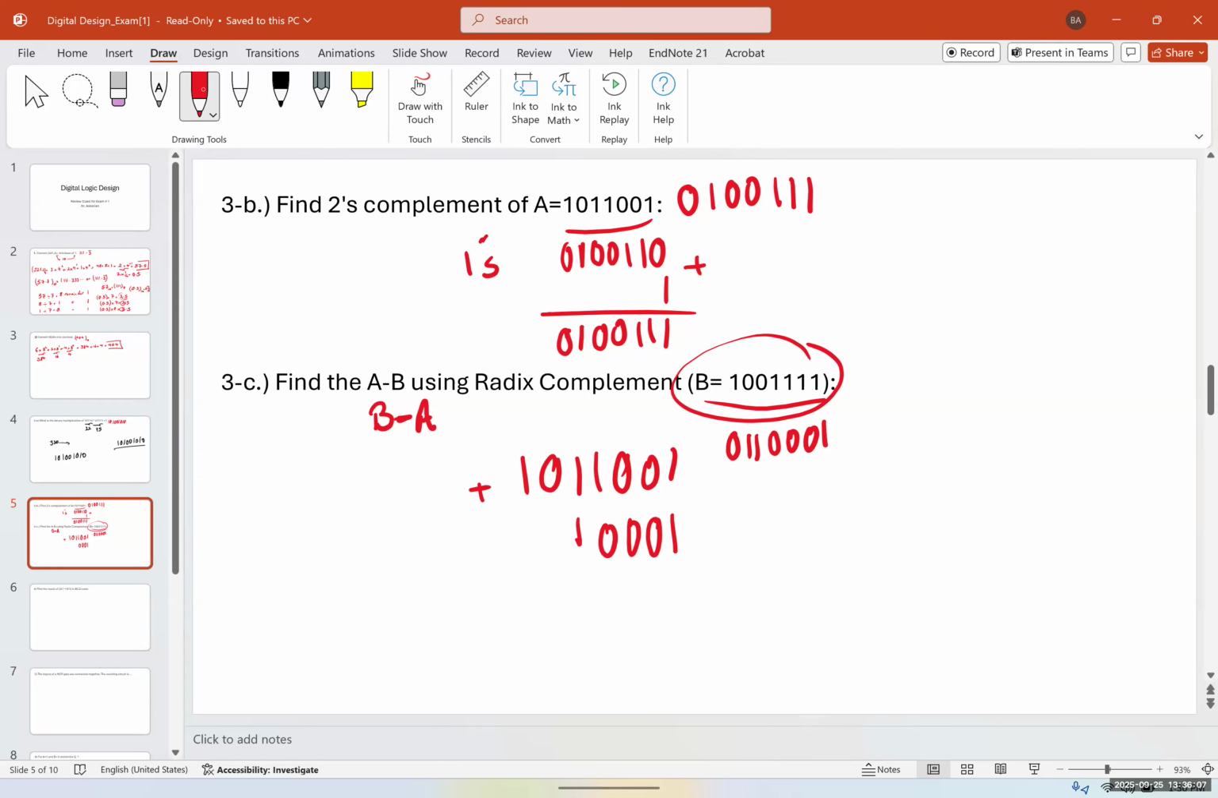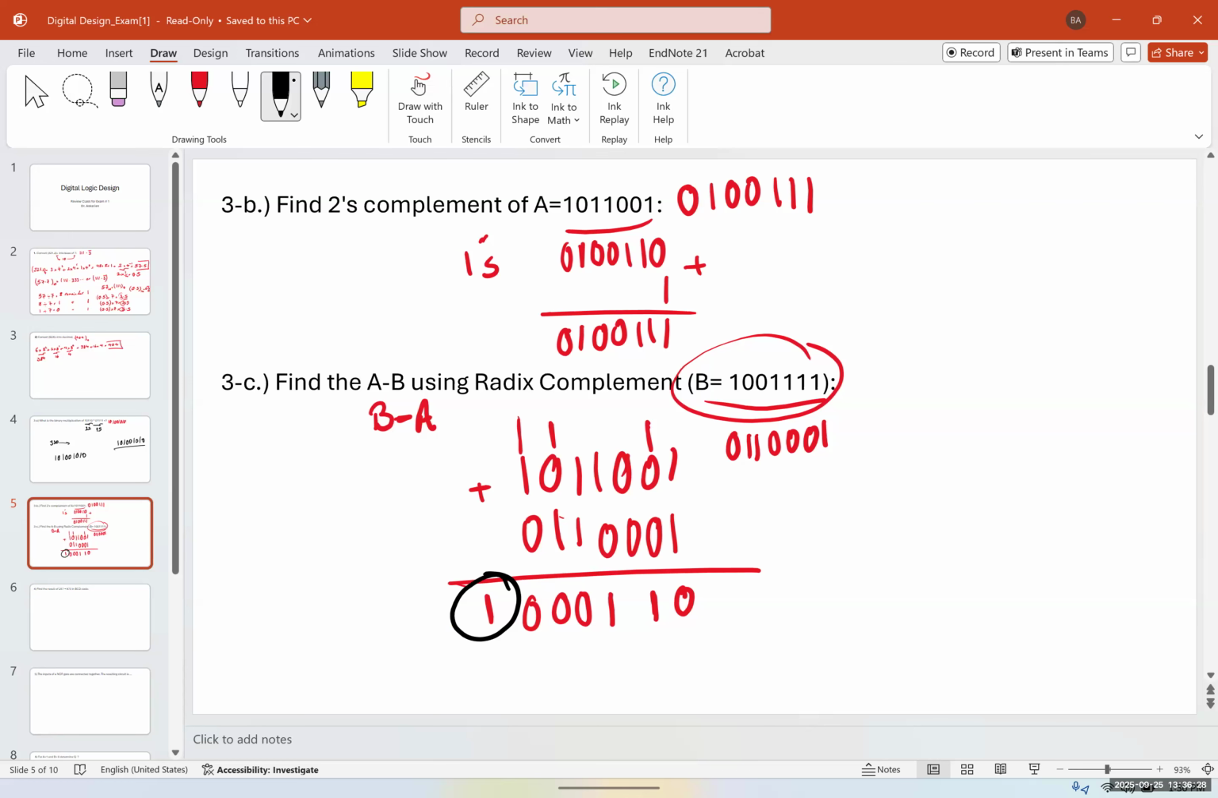0, 1, 1, 0. If I add these two, 1 plus 1 gives us 0, with a carry of 1. And this one comes down. 0 plus 0 is 0. 0 plus 1 is 1. 1 plus 1 is 0, carry 1. 1 plus 1 is 0, carry 1. And 1 plus 1 is 0, carry 1. Because we have a carry on, we would ignore it. The final answer would be 0, 0, 0, 1, 1, 0.